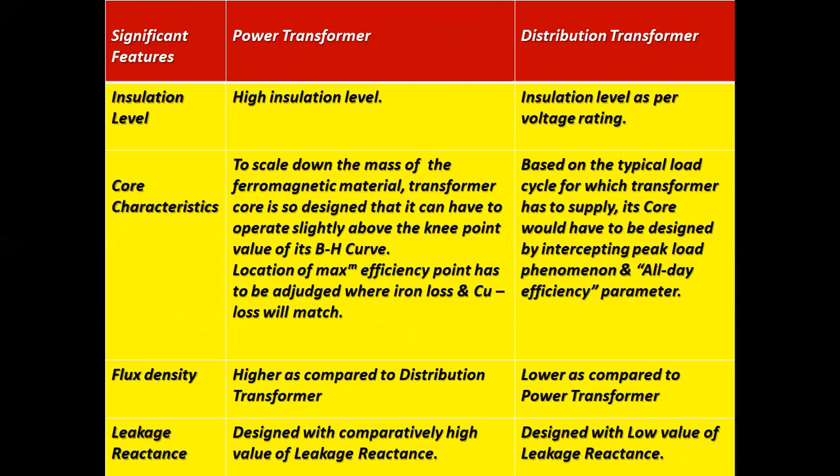Significant features: insulation level. In case of power transformer, high insulation level is required. For distribution transformer, insulation level as per voltage rating. Core characteristics. To scale down the mass of the ferromagnetic material, transformer core is so designed that it operates slightly above the knee point value of its BH curve. Location of maximum efficiency point has to be adjusted where iron loss and copper loss will match.